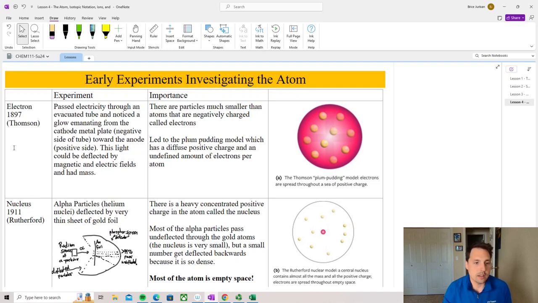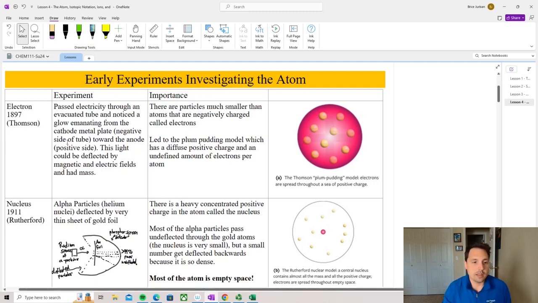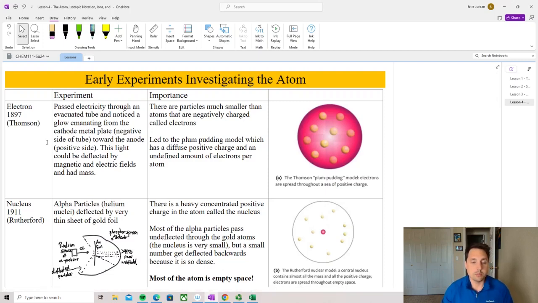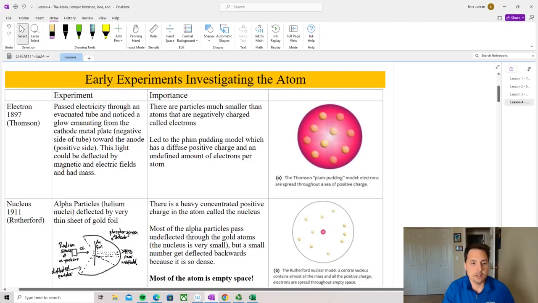And they noticed that when they did this, there was a glow that emanated from the cathodes, and so they called these cathode rays. Now, the cathode was the negative side of the tube, and so these rays that were emanating from the negative side were deduced to be negatively charged particles. And this was a different type of light than typical light because it could be deflected by magnetic and electric fields, and it was shown to have mass.